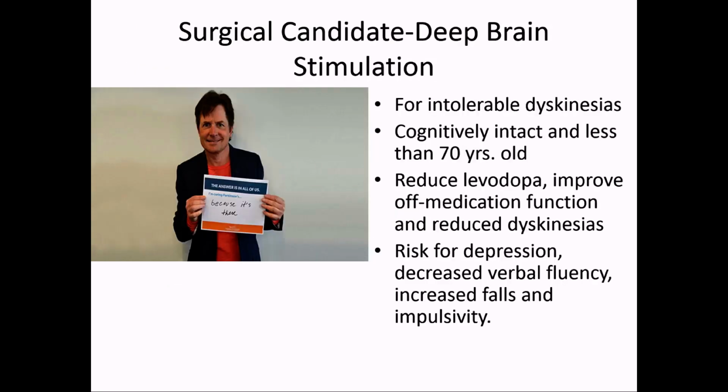Deep brain stimulation is used for intolerable dyskinesias or motor fluctuation while on levodopa. Appropriate candidates have relatively intact cognition and are less than 70 years old. Benefits include reduction in levodopa dose, improvement in off-medication function, and reduced dyskinesias when taking medication. Risks include depression, decreased verbal fluency, increased falls, and impulsivity.